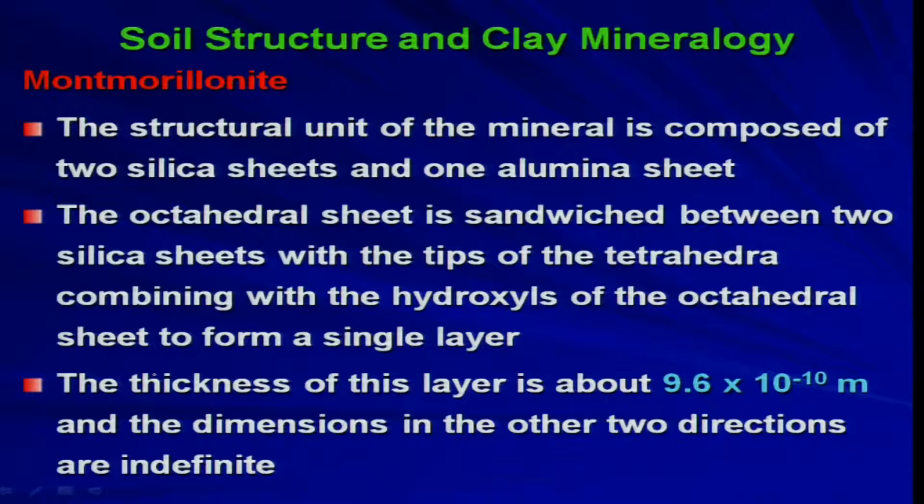The thickness of this layer is about 9.6 × 10⁻¹⁰ meter, with 2 silica sheets and 1 alumina sheet that will form the whole layer. As we have seen in the case of kaolinite, that was 7.2 × 10⁻¹⁰ meter, that is 7.2 angstrom. Here it is 9.6 angstrom, and the dimensions in the other 2 directions are indefinite.